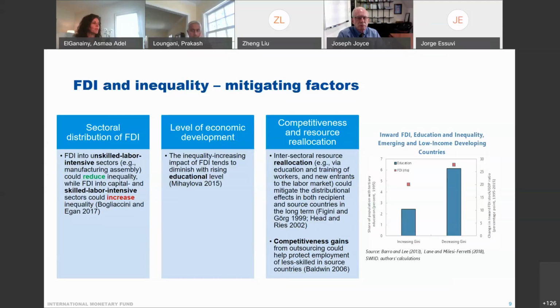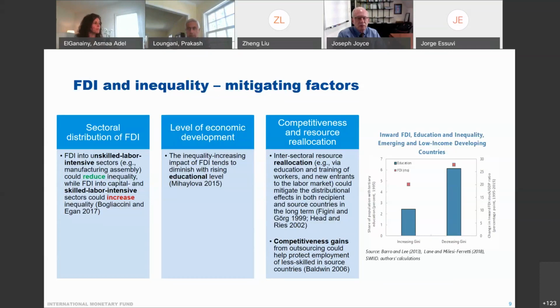Finally, labor mobility and competitiveness gains could also affect the distributional effects of FDI. For example, competitiveness gains from outsourcing could help protect employment, especially for the low-skilled in source countries, and therefore could have a favorable effect on inequality. Some studies actually find empirical evidence that the outsourcing of skill-intensive activities by German and Austrian firms to the Central and Eastern European countries resulted in these firms saving some 65% to 80% of labor costs, and that helped them stay competitive and protect their workers from losing their jobs.